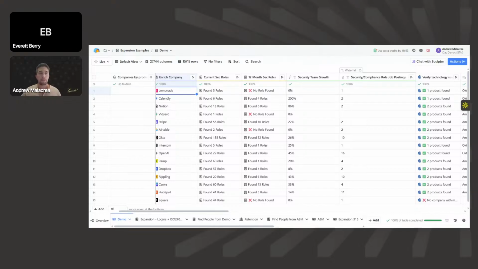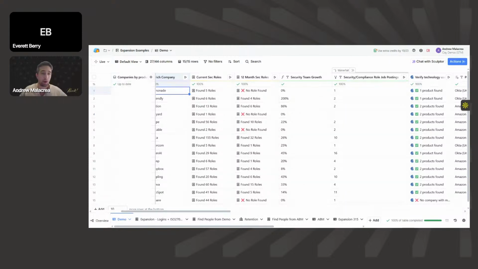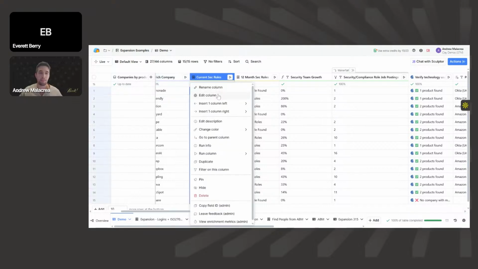So the context behind this table is that it's built as if you were a cybersecurity company. And a key criterion would be, what is the current size of their cybersecurity team? As in, how many buyers are in our buyer group there. And then do they have growth on the security team, indicating a signal, if you will, that they're prioritizing this. So that's what we're pulling here, the current security roles, 12-month security.